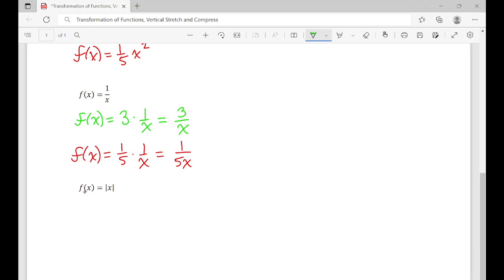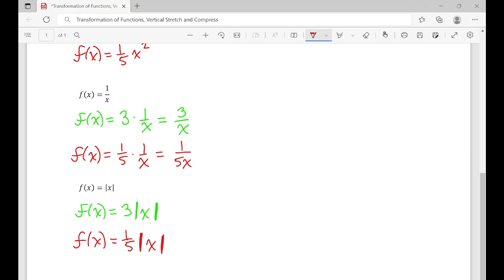Last, f of x equals absolute value of x. So we're going to stretch this by a factor of 3. So it's just going to be 3 times absolute value of x. And I emphasize that so we don't look at it as a 1. So let's do it one more time, but this time compress it vertically by a factor of 1/5. So it's just going to be 1/5 times absolute value of x.